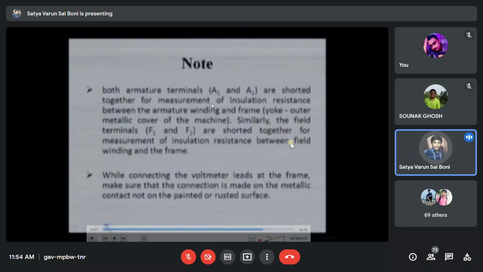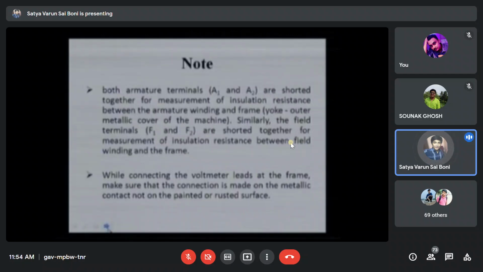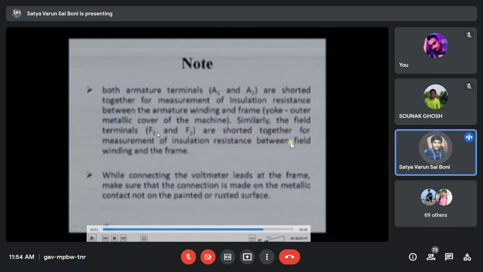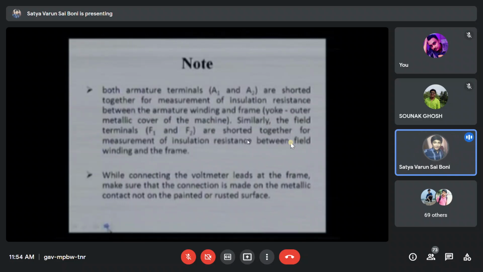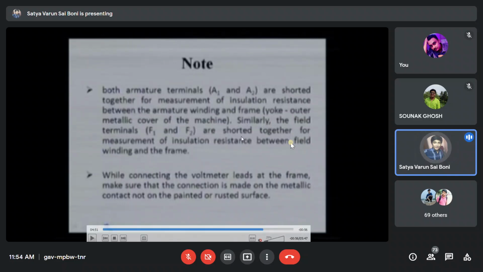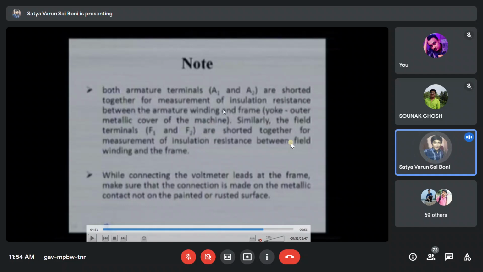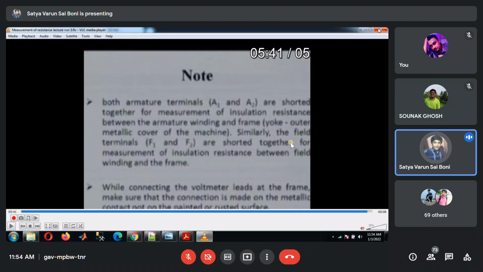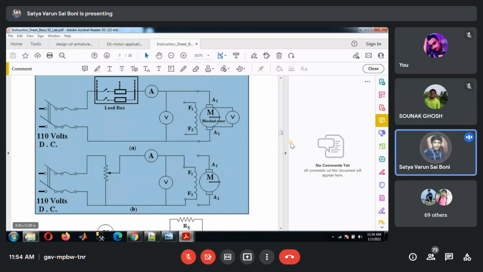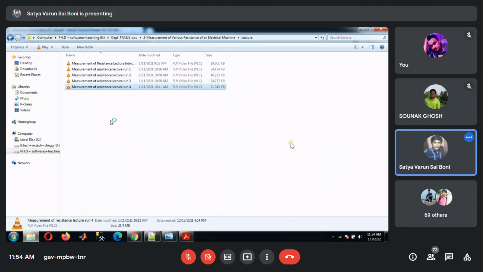Okay, this is a major important point. While doing this experiment, you should remember that A1 and A2 are to be shorted, and F1 and F2 are to be shorted. So this you should remember, the first point. This is also important. Why, I will show you clearly in the video, because now if I say it, you won't understand this point. This one is clear, I think. Okay, A1, A2 to be shorted, and F1 and F2 to be shorted. So this is the voltmeter method.